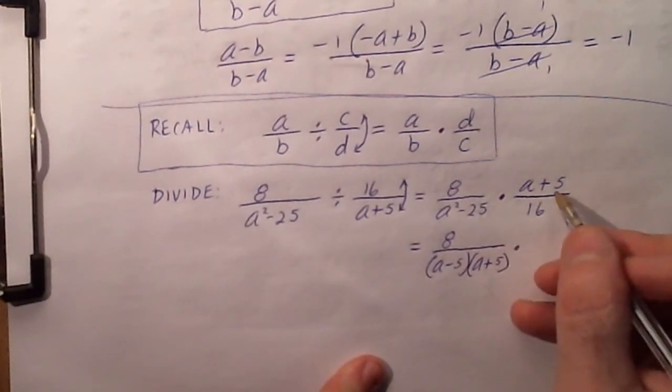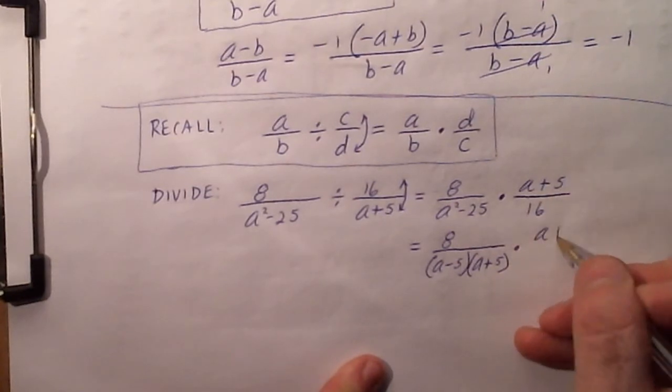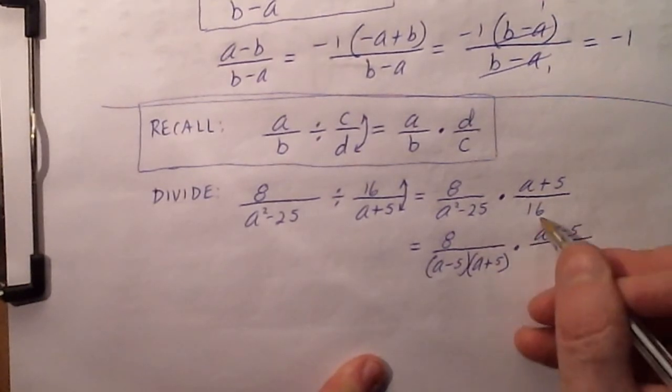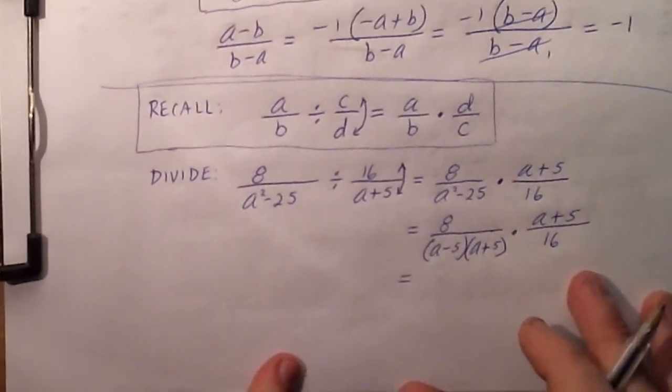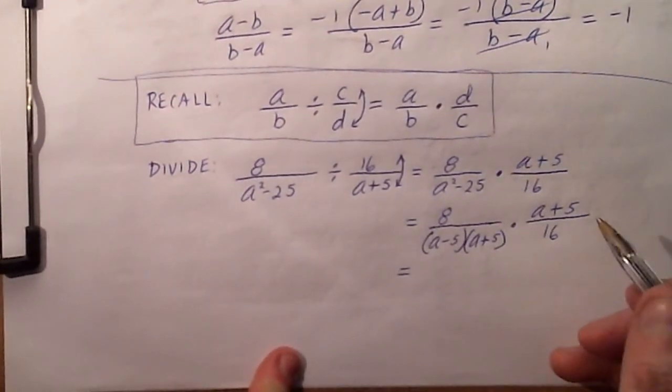A plus 5 cannot be further factored down. Just bring it along. And 16 is just a number. We just bring it along here. Now we try to do any sort of legal cross-canceling here.